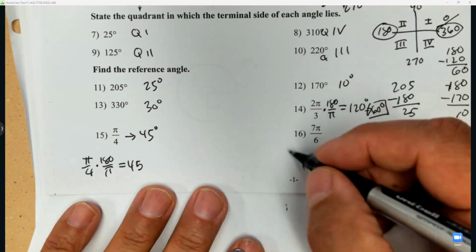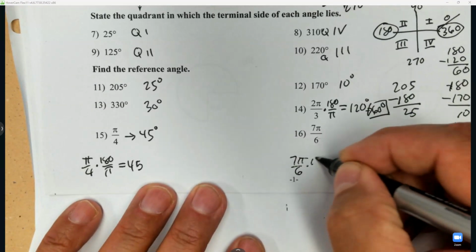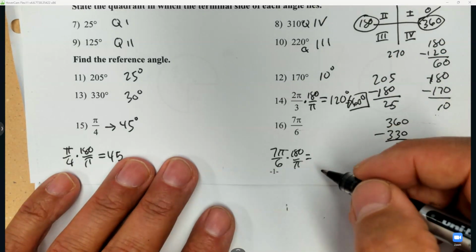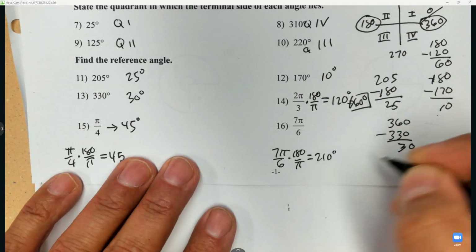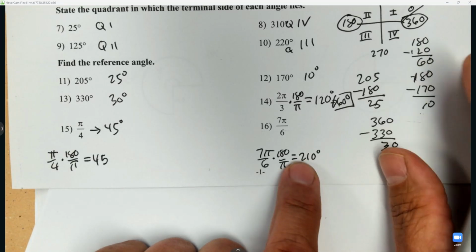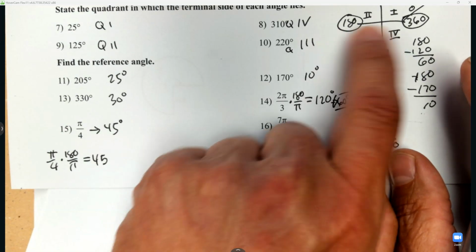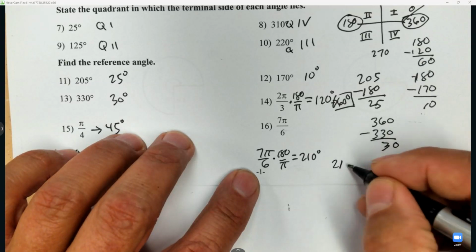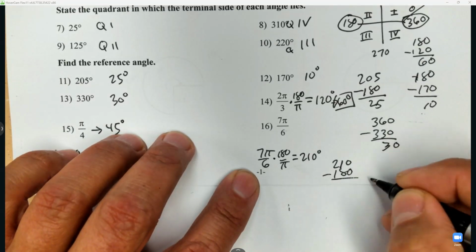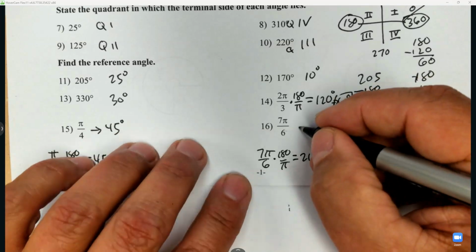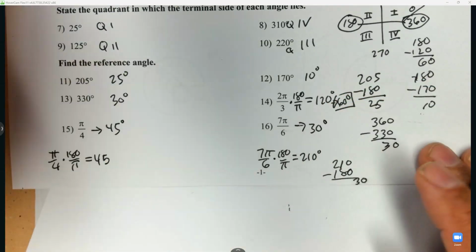All right, 7 pi over 6. Again, we're going to change it to degrees by multiplying it by 180 over pi, cross them out, do the math, and it's 210 degrees. So how do I change 210 and understand the reference angle? Is 210 closer to 180 or closer to 360? It's closer to 180, always the larger number on top, and then subtract, and you'll see the answer is 30 degrees as the reference angle. All right, turn the page.